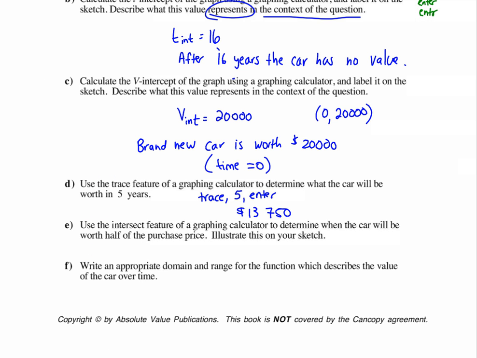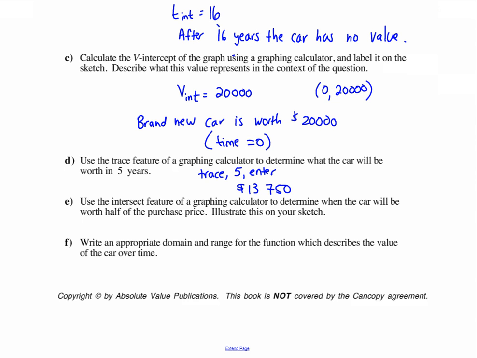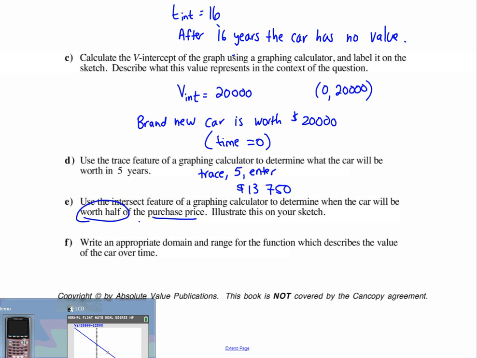Okay, and last it says use the intersect feature to figure out what the car will be worth when it's worth half of the purchase price. So half of the purchase price. How much is half the purchase price? Which is $10,000. So they give us 10,000. So what do I do with that? Is that a y value or an x value? A y value. So what do we do?